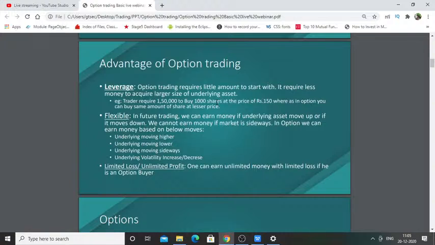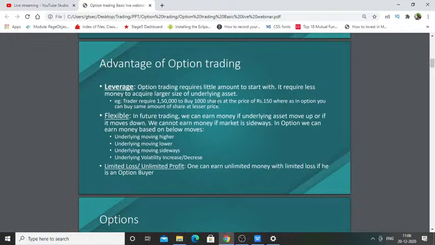So if you are doing option trading, and let's say for example with the same capital of 10,000 rupees you are going to make 50 rupees as a profit for each share. This is a very good advantage of option trading, where you can leverage your trades. The next thing is flexibility.